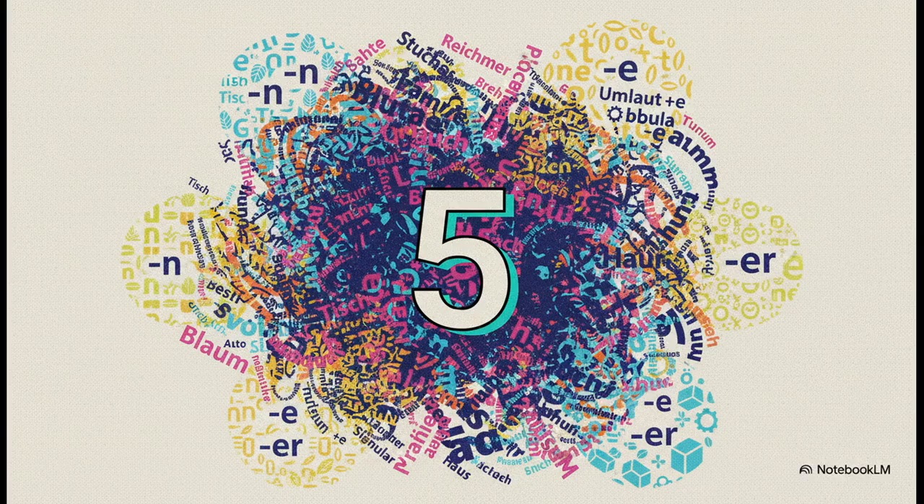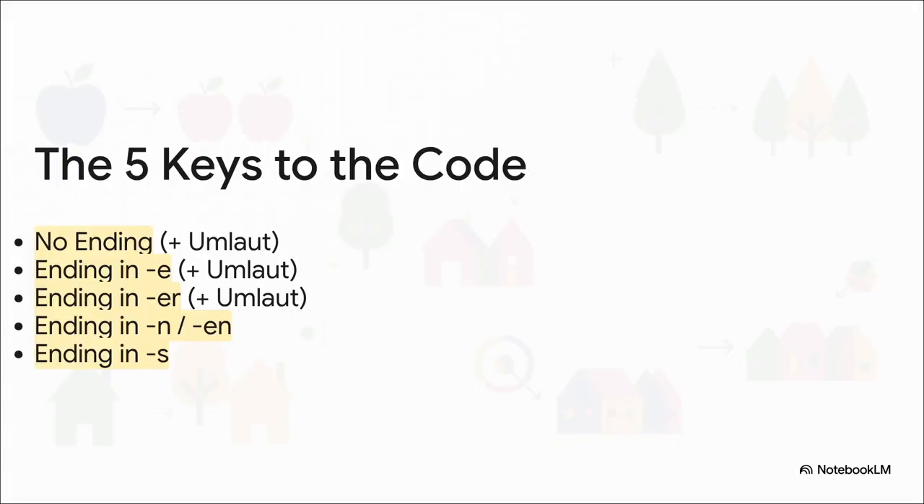Well, it turns out we only need to focus on this number, 5. That's it. The entire world of German plurals boils down to just 5 key patterns. Suddenly, all that chaos seems a lot more manageable, doesn't it? And here they are. These are our 5 keys to unlocking German plurals. Some nouns get no ending at all. Some add an E, some add N or EN, and some add an S. And yeah, as you can see, sometimes that sneaky little umlaut shows up to the party. This is it. This is our entire framework. So let's break them down one by one.